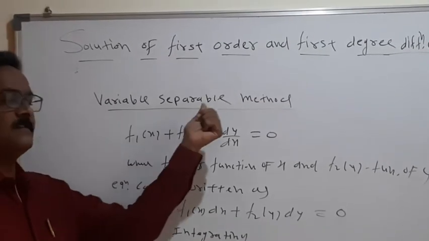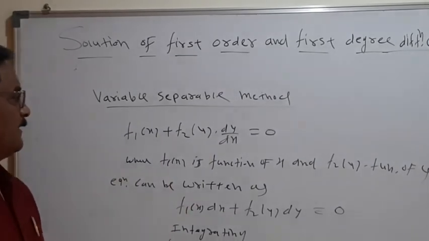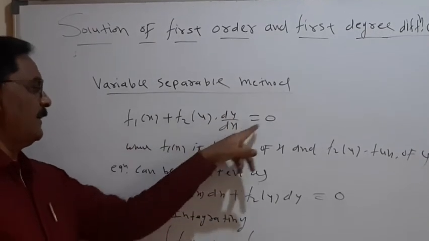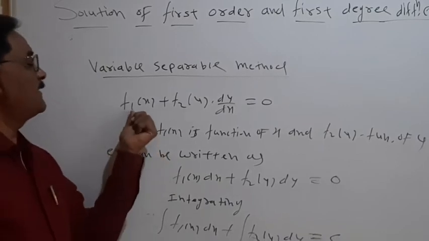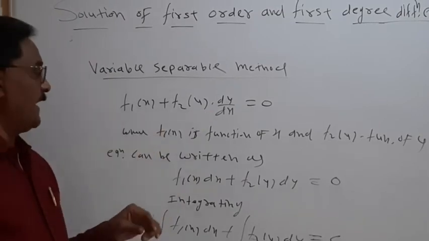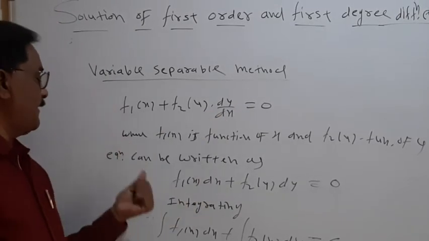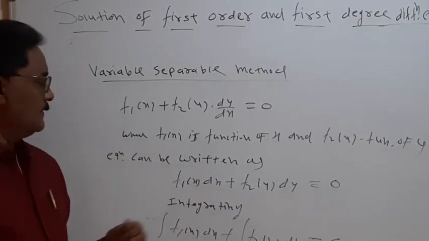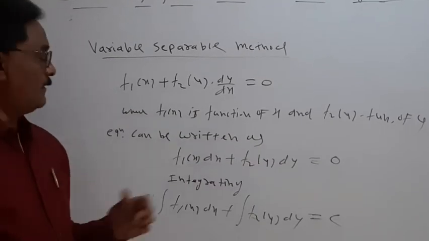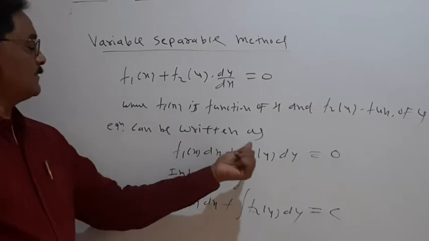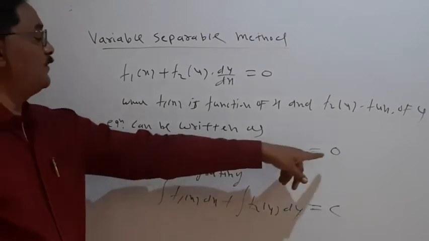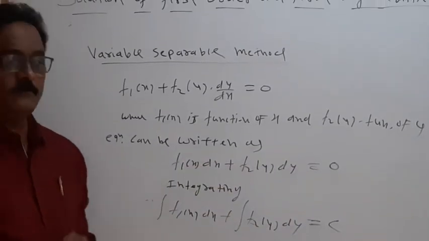The first is the variable separable form method. In this variable separable method, the equation is of the type f1(x) plus f2(y) dy by dx is equal to 0. This f1(x) is a function of x, f2(y) is a function of y. And this equation can also be written with dx, f1(x) dx. So here variable x is on the dx side and variable y is on the dy side. All terms of x in the dx and all terms of y in dy. So f1(x) dx plus f2(y) dy is equal to 0. This is called the variable separable form.